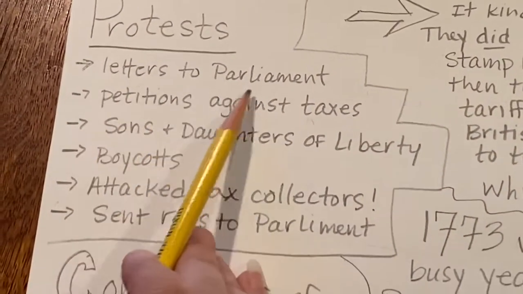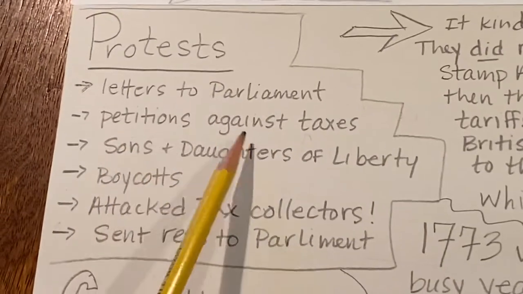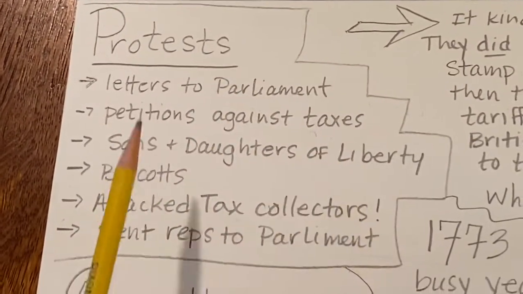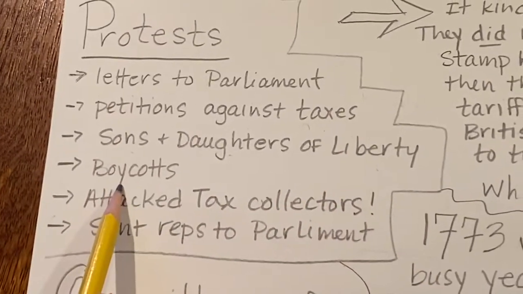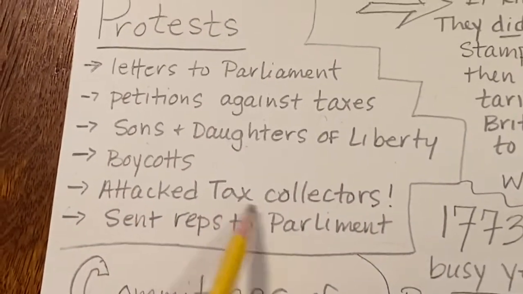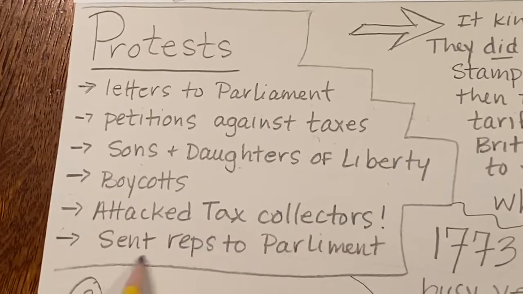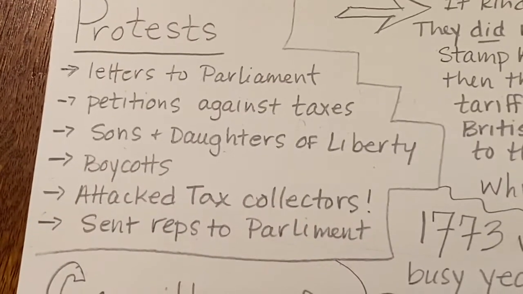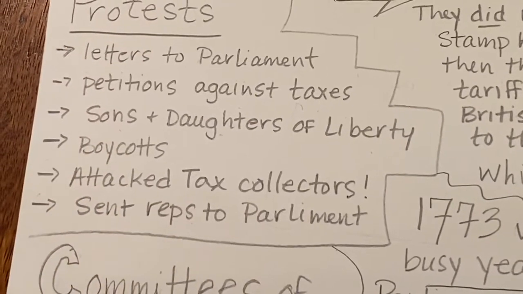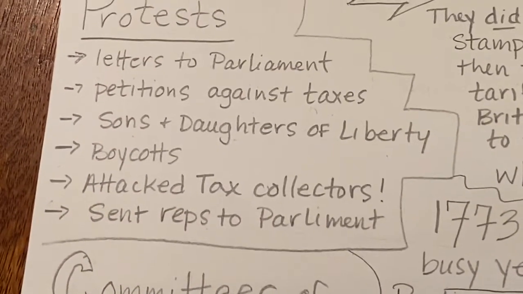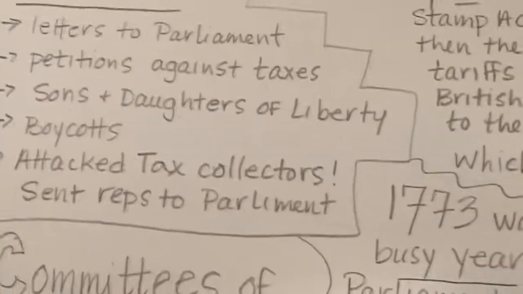So letters to Parliament, petitions against taxes, Sons and Daughters of Liberty, boycotts, attacked tax collectors, and sent reps to Parliament. So you can see I shortened these a little bit from what was in the article because it's an infographic, not a whole article, right?